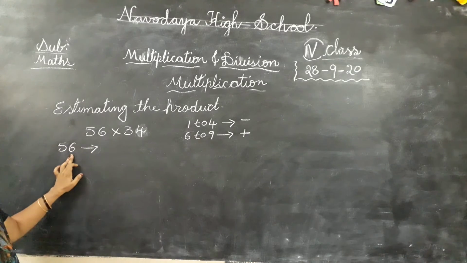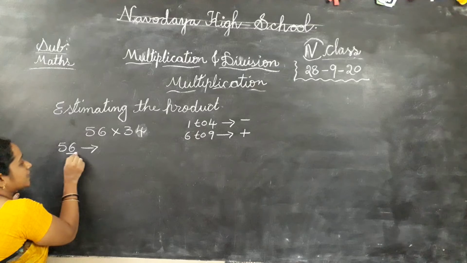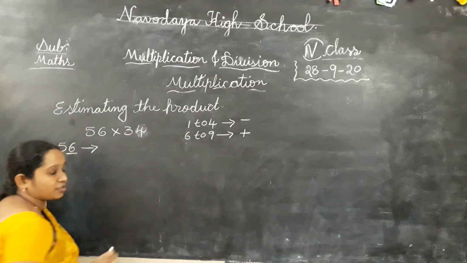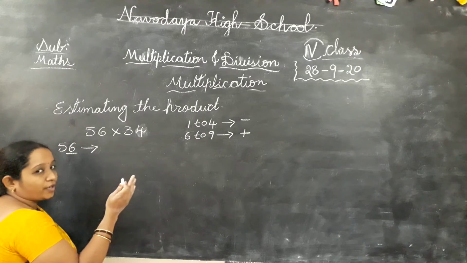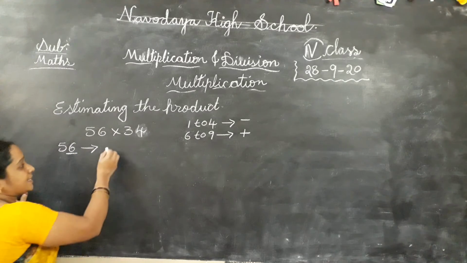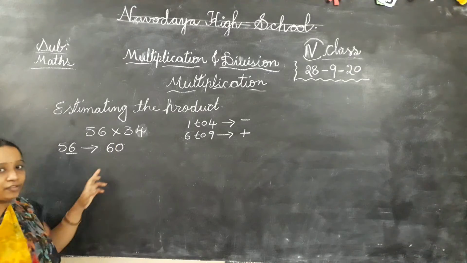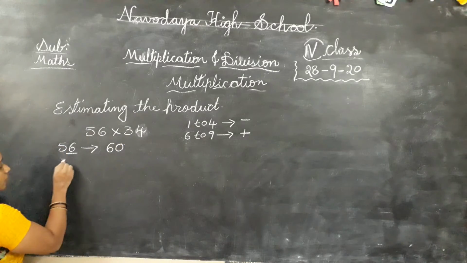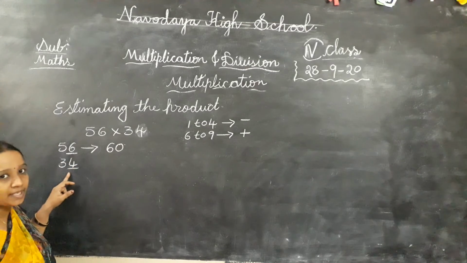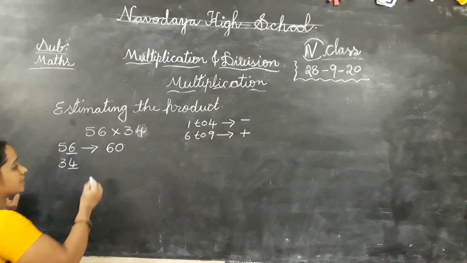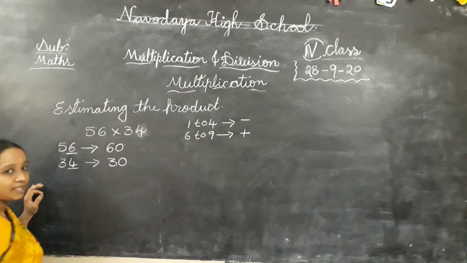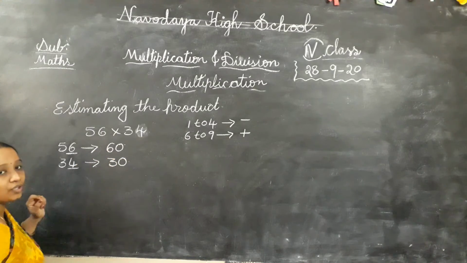Look here, 56. The ones place digit is 6. If there is a 6, it should be rounded off to the next tens. So 56 is rounded off to 60. Next one, 34. The ones place digit is 4. If there is 4 in the ones place, it is rounded off to the previous tens. So 34 rounds to 30. Okay children, so here multiply 60 into 30.